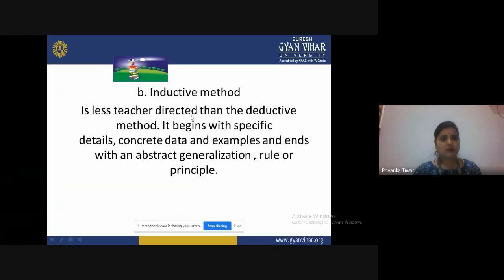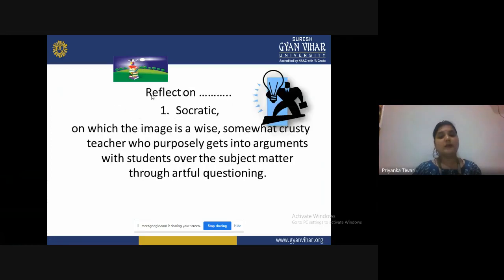So the inductive method is less teacher-directed than the deductive method. It begins with specific details, concrete data and examples, and ends with an abstract generalization, rule, or principle.